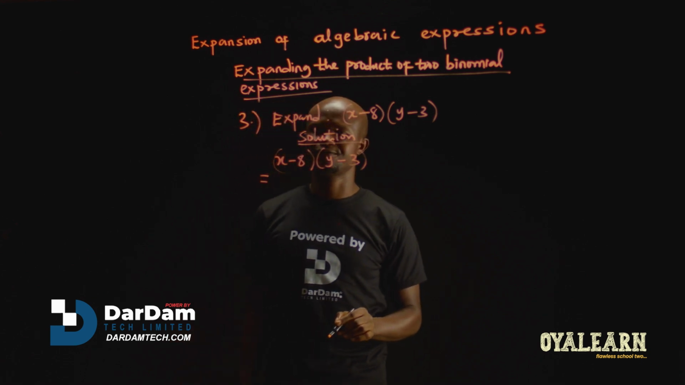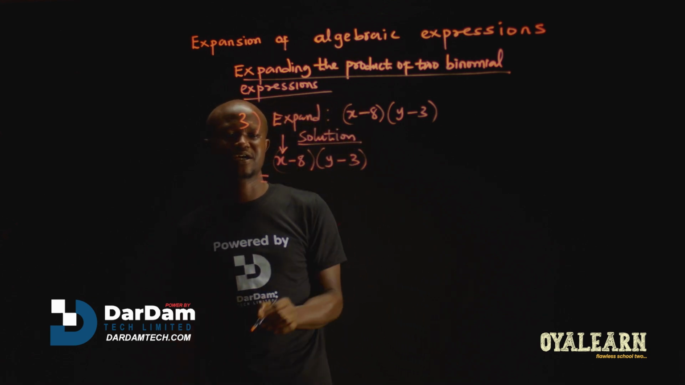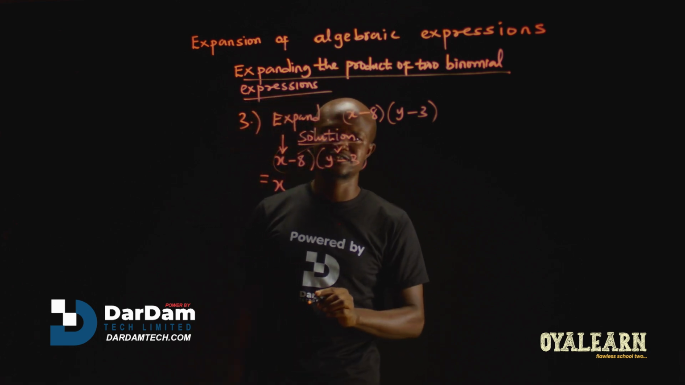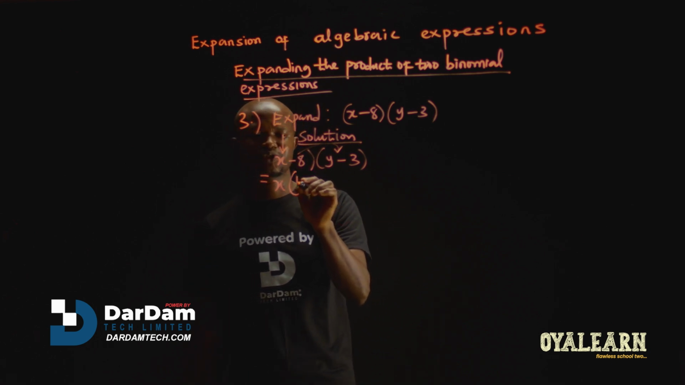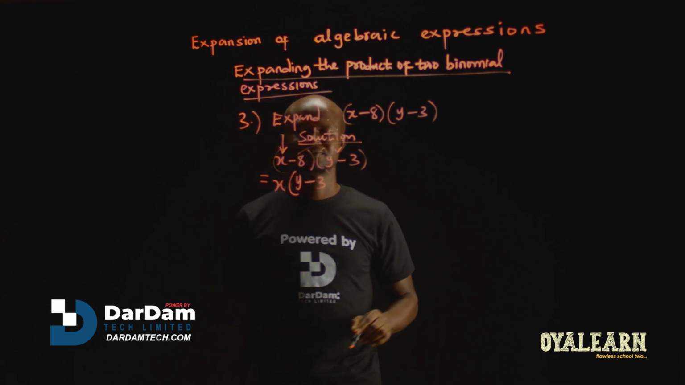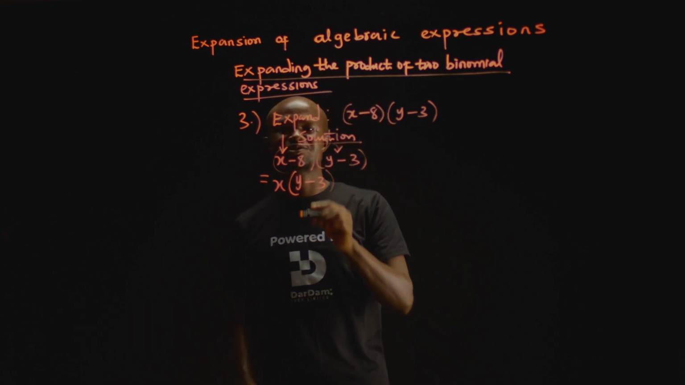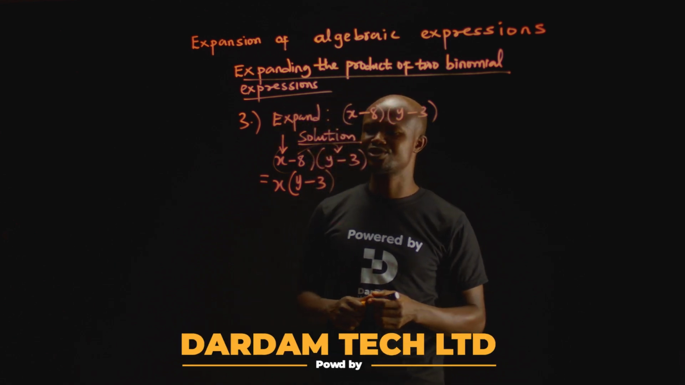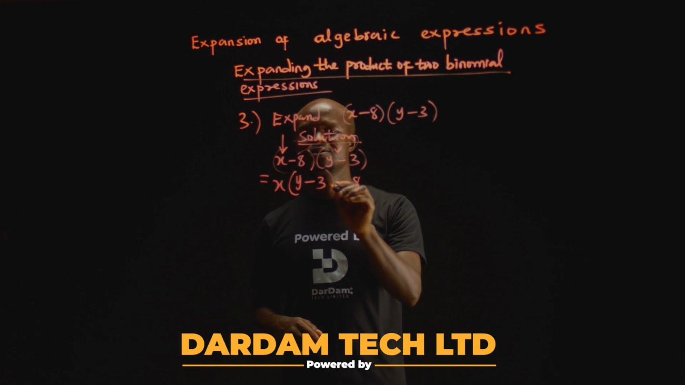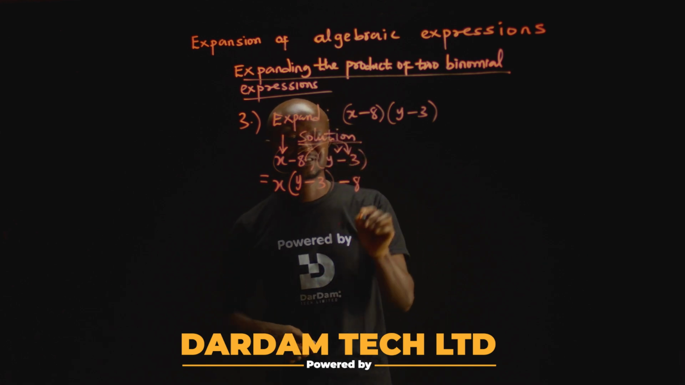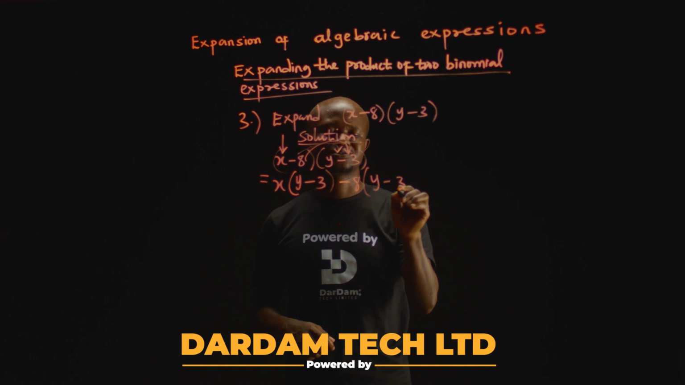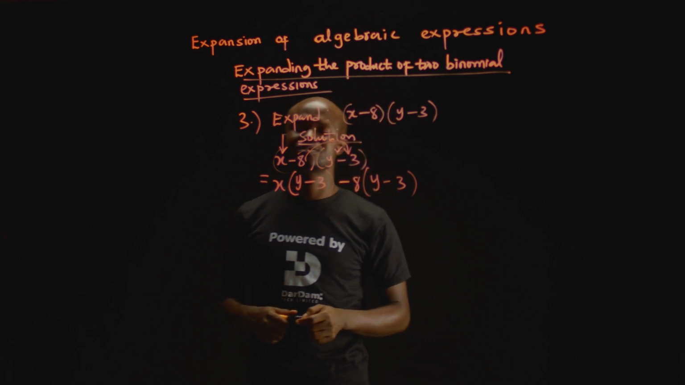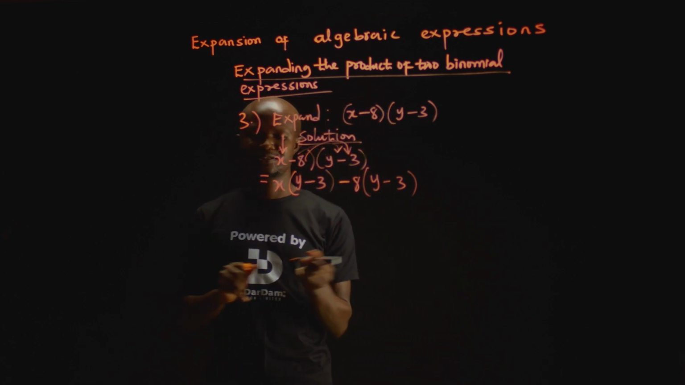The first term in the first binomial expression is x. Now we use x to multiply the whole of the second binomial expression, which is y minus 3. Now we have minus 8 as the second term in the first binomial expression. So we use minus 8 to multiply the whole of the second binomial expression. Now the next thing for us to do is to expand the brackets.